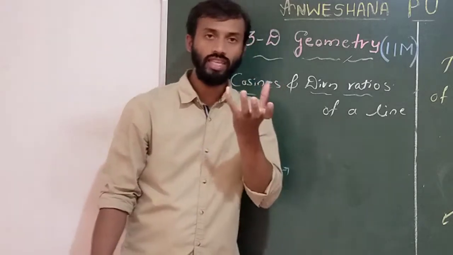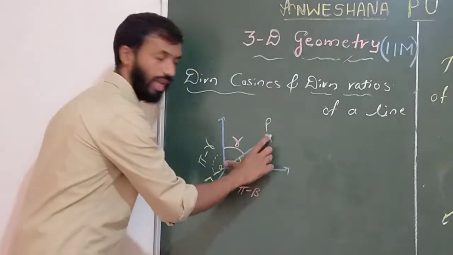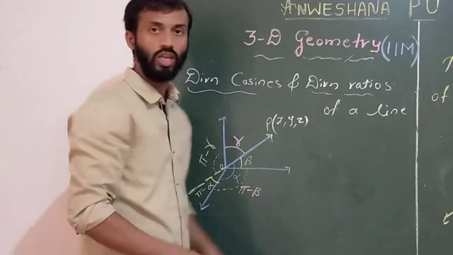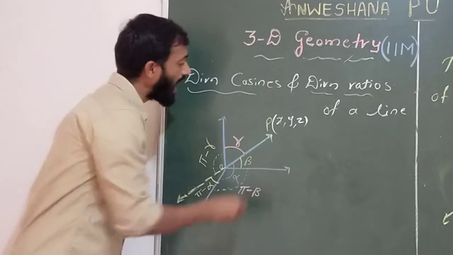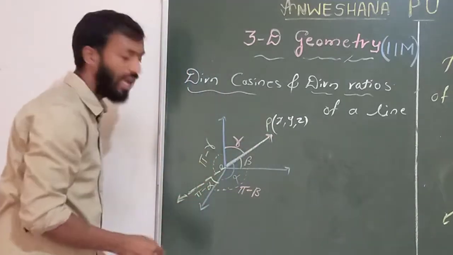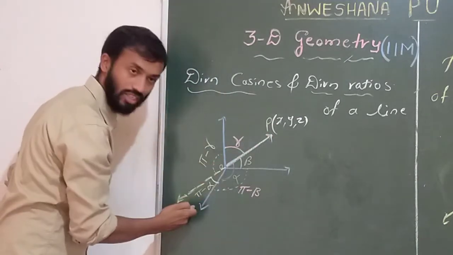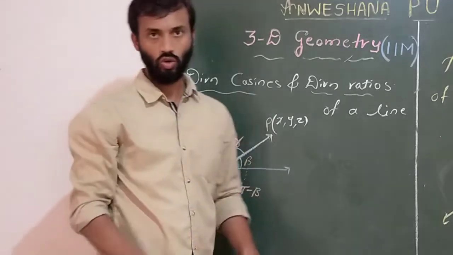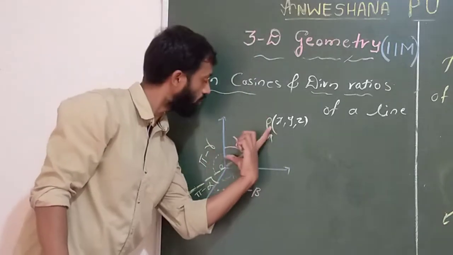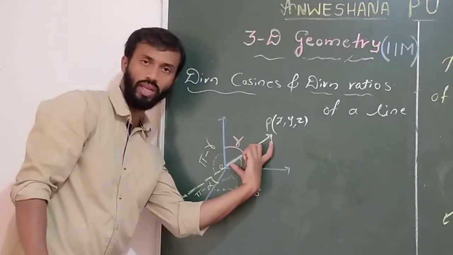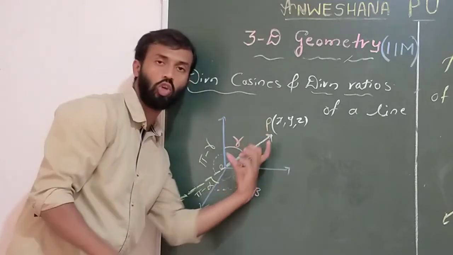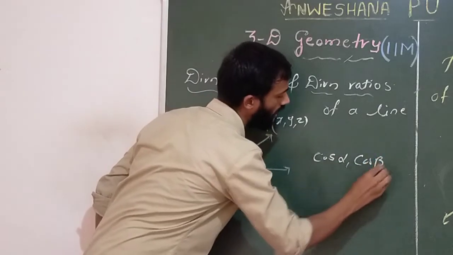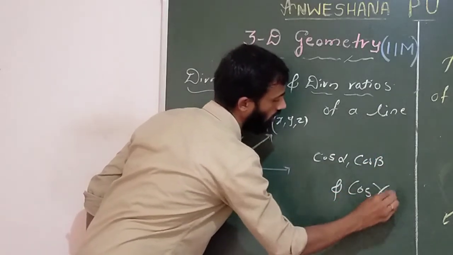Let me take a line in space. Let the point be P of x, y, z, whatever the point. That line makes an angle alpha with the x-axis, beta with the y-axis, and gamma with the z-axis. Then what will be the direction cosines of this vector OP? I will get cos alpha, cos beta and cos gamma.